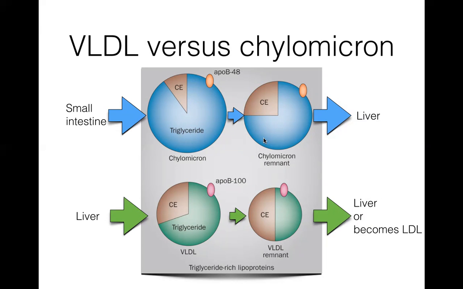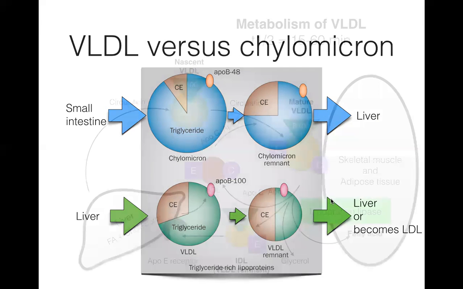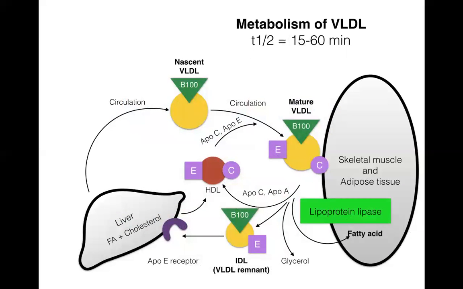Now, it is in the ending where the fates become a little bit different. We all know that the chylomicron remnant eventually ends up in the liver, whereas for VLDL, there are two possibilities. One is that just like a chylomicron remnant, it can also end up in the liver, or it can give rise to LDL.